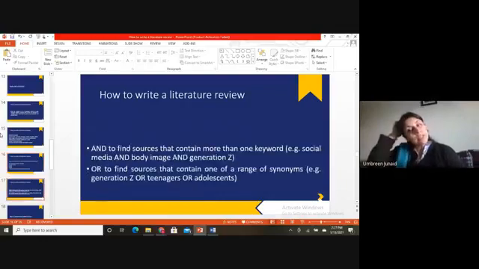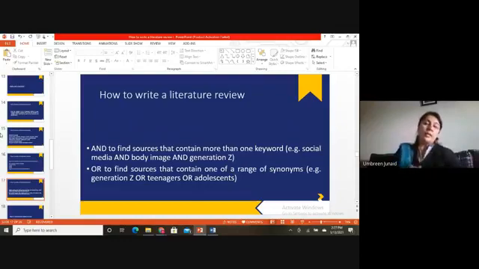And to find sources that contain more than one keyword. For example, social media and body image and generation Z. वही बात है कि to find sources that contain more than one keyword. आपने इनके अलावा जो keywords निकाले हैं, आप उनसे related भी sources को explore कर सकते हो.